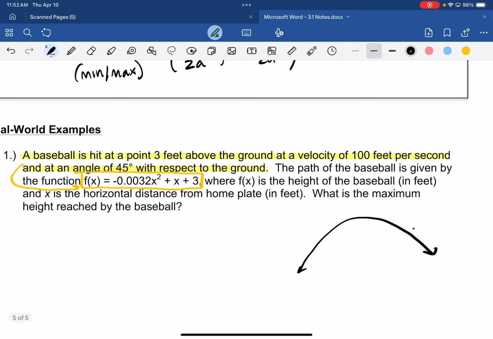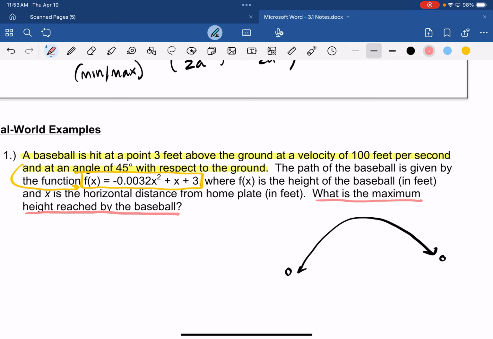Okay, so here's my baseball. This is where it's flying. Here's where I hit the baseball. It's flying over there. Now, I'm asking you, what is the maximum height reached by the baseball?